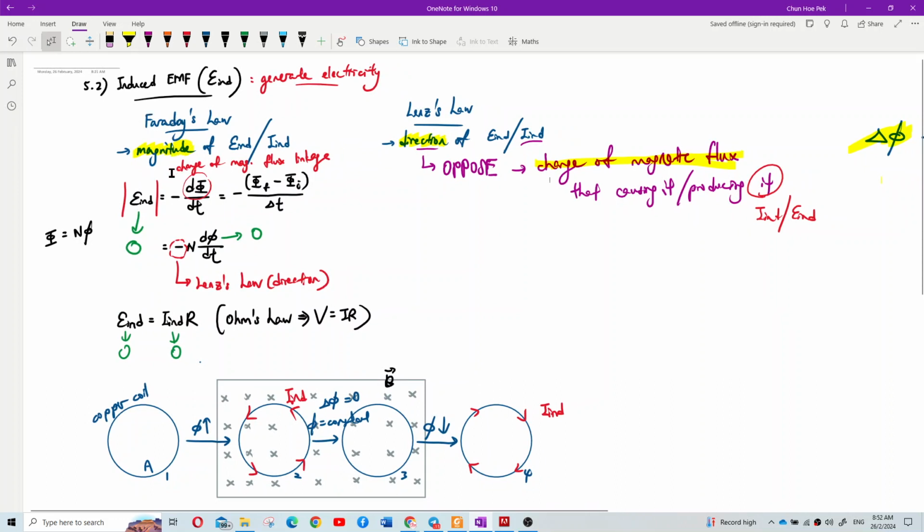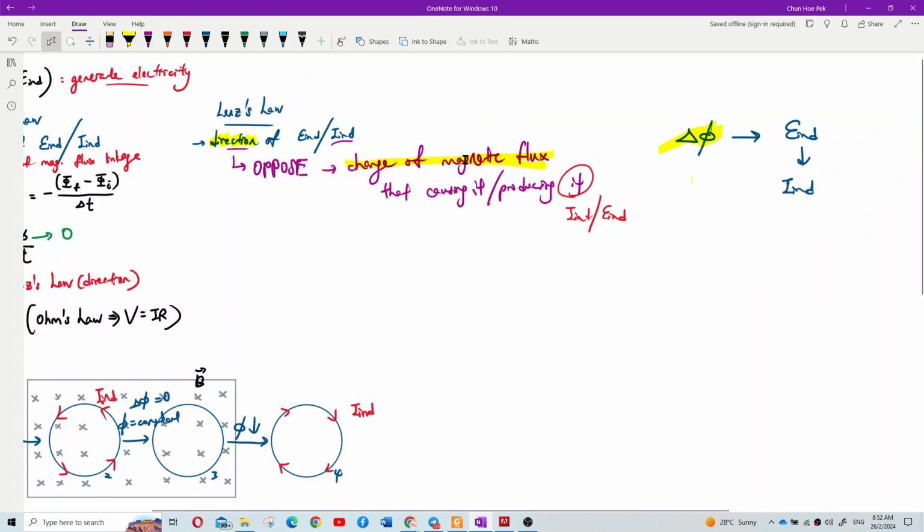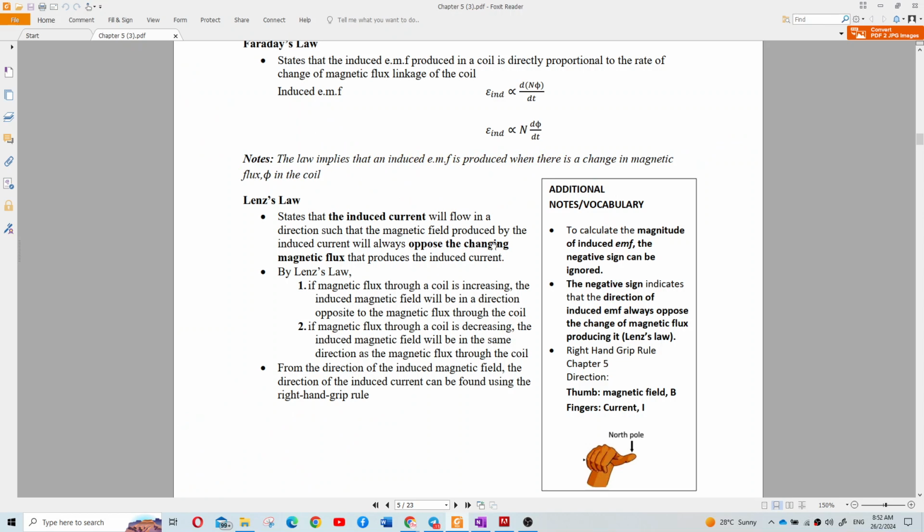Faraday's law says it is the change of magnetic flux that causes the induced EMF, that causes the induced current. Understand? It is a change of magnetic flux that produces the induced current. You understand? So changing magnetic flux is the cause.